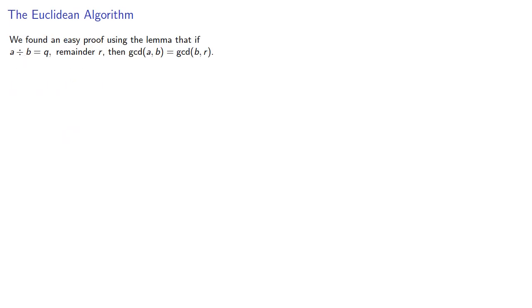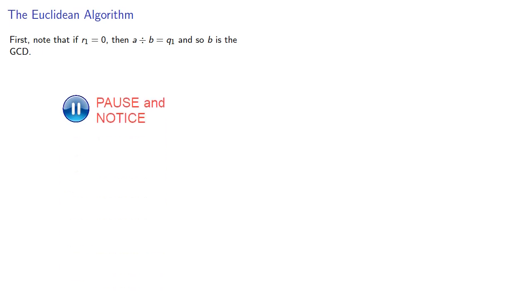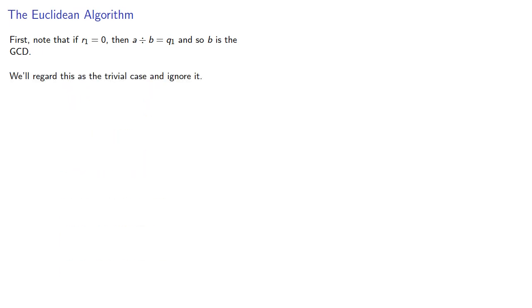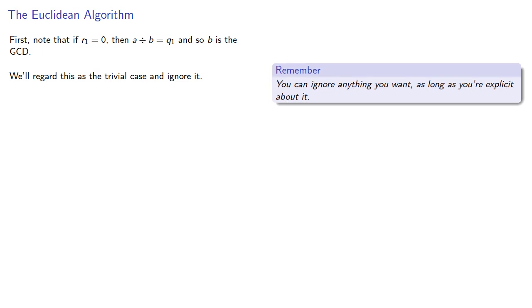We found an easy proof using the lemma that if A divided by B is Q with remainder R, then the greatest common divisor of A and B is the greatest common divisor of B and R. But let's try to prove it without the lemma. We'll use induction on the number of steps. First, note that if R1 equals 0, then A divided by B is Q1, and so B is the greatest common divisor. We'll regard this as a trivial case and ignore it. Remember, you can ignore anything you want, as long as you're explicit about it.